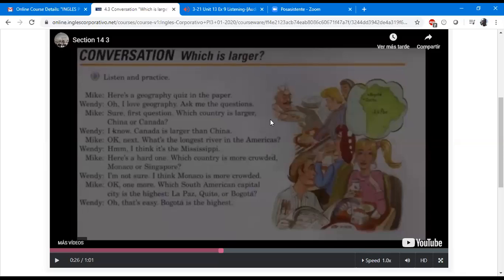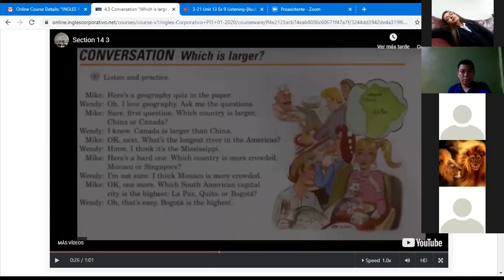Okay, now can you compare other two places? Compare two places. It could be here in El Salvador, or it could be two countries. For example, the first one. For example, United States is larger than El Salvador. The United States is larger than El Salvador. Okay. Another comparison.